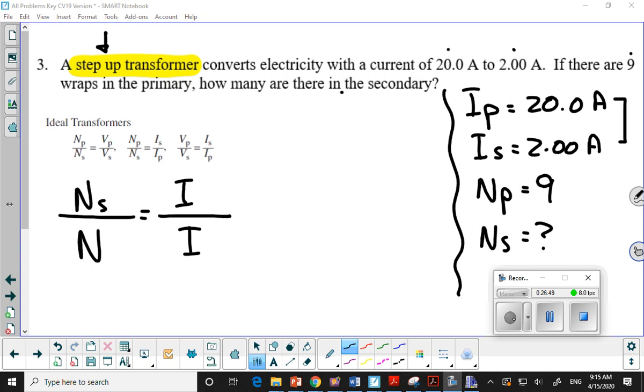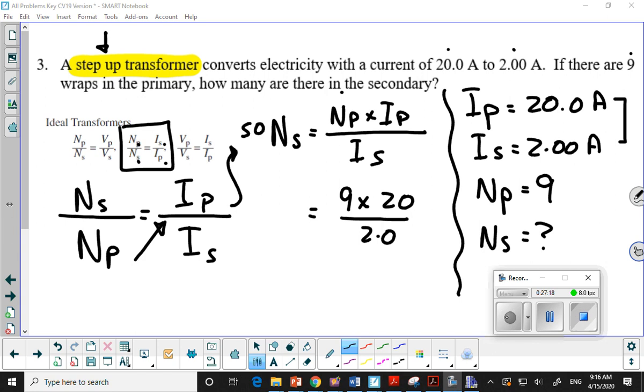We're putting what we're looking for in the upper left-hand corner, number of wraps in the secondary, N over N. We're going to find it from our currents, so S over P. Now remember, we're now dealing with this version of the formula. The P and the S have to be opposite each other. So if there's an S on the top, we need a P on the top for the current. P on the bottom, we need an S. We're going to do a half of a cross multiplication.